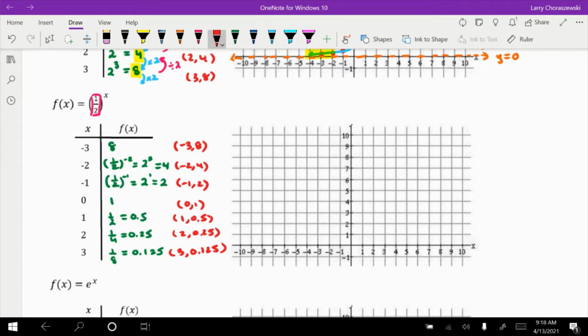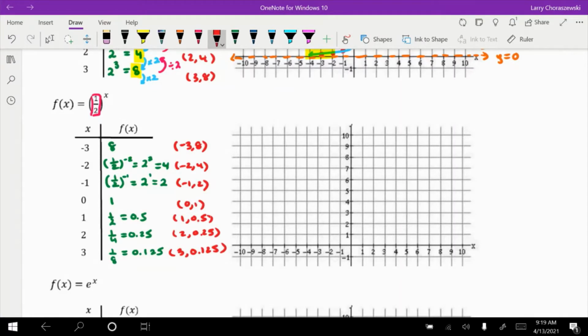And there's a trend within the y values. If we start with the y value of 8, the very top y value, to go from 8 to 4, that's division by 2, which is the same as multiplication by 1/2. You can multiply 4 by 1/2 to get 2. You can multiply 2 by 1/2 to get 1, and so on and so forth.